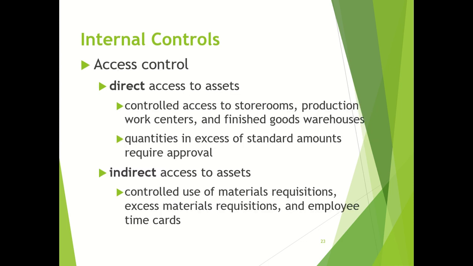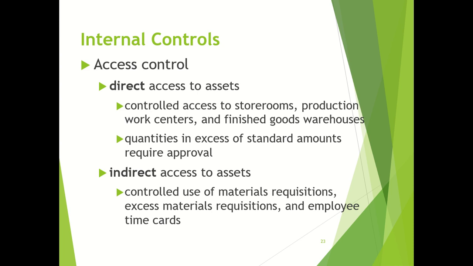Okay? Access control. We have two: the direct access to the assets, which are controlled in the storeroom where our raw materials are, the production work centers, and the finished goods warehouses. There should be a specific control. What could be the possible control we can put there? Maybe we could have security guards on our storerooms, or specific workers assigned to those particular warehouses to guard them. Okay? Also at night, they can be locked to avoid misappropriation of assets.